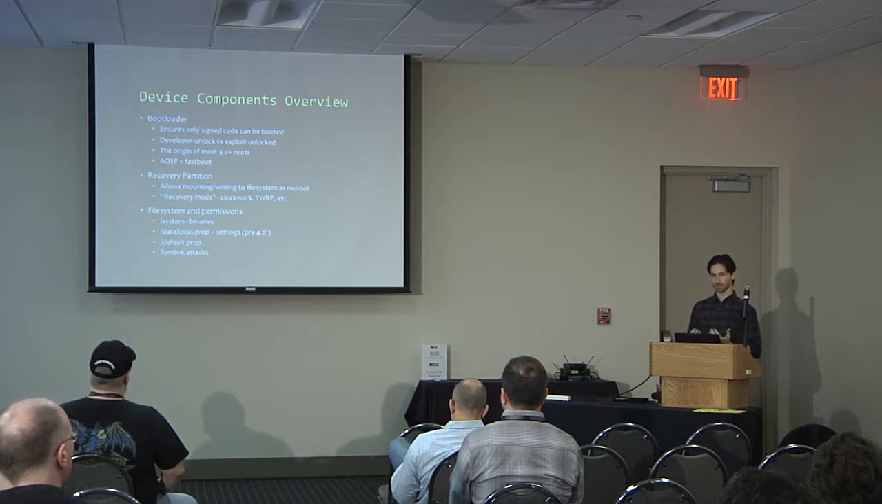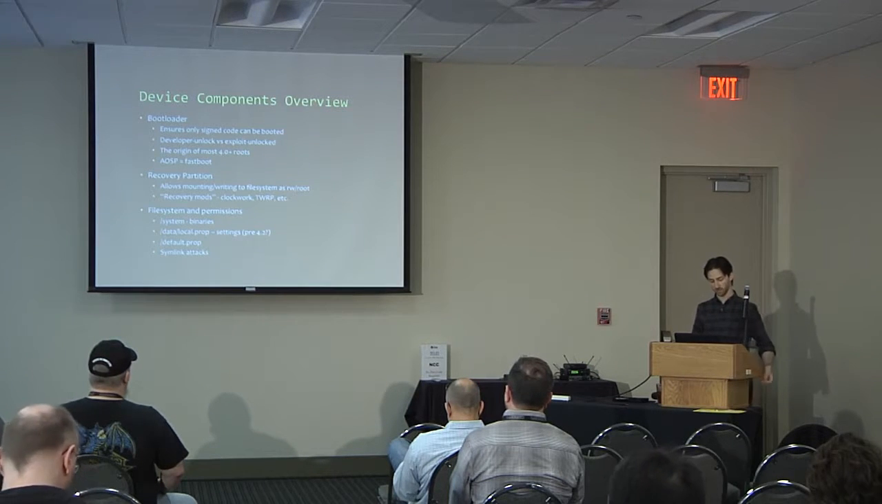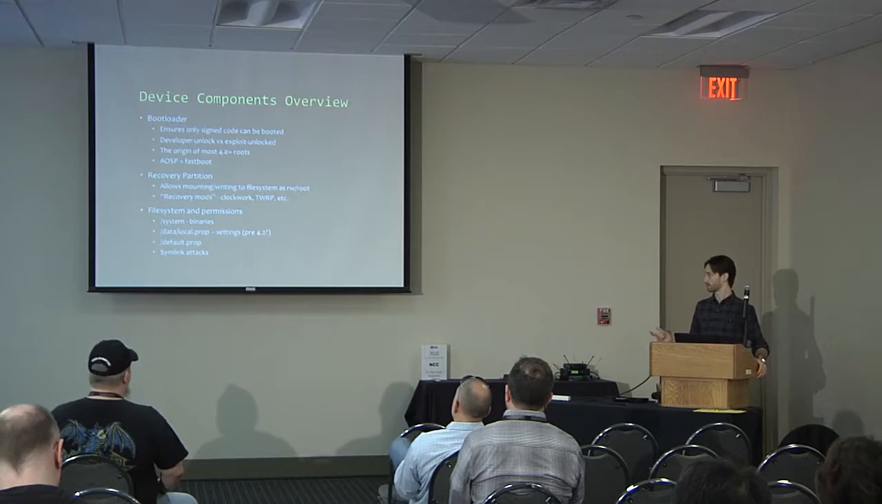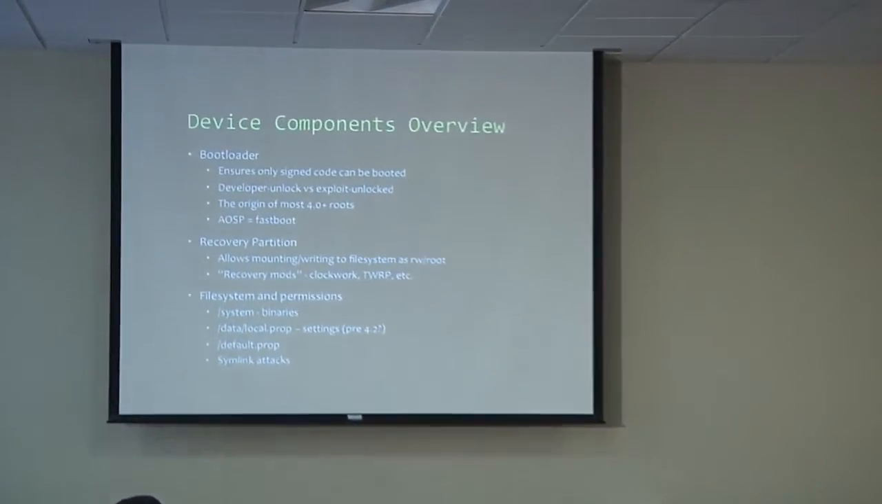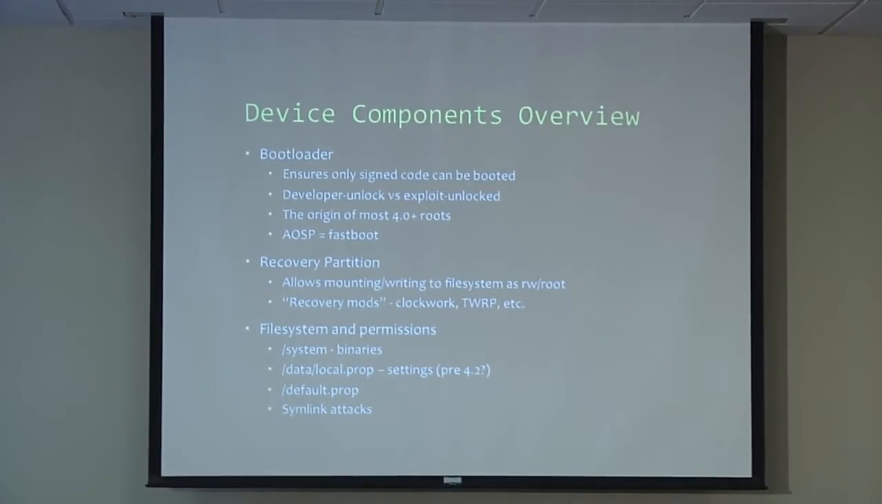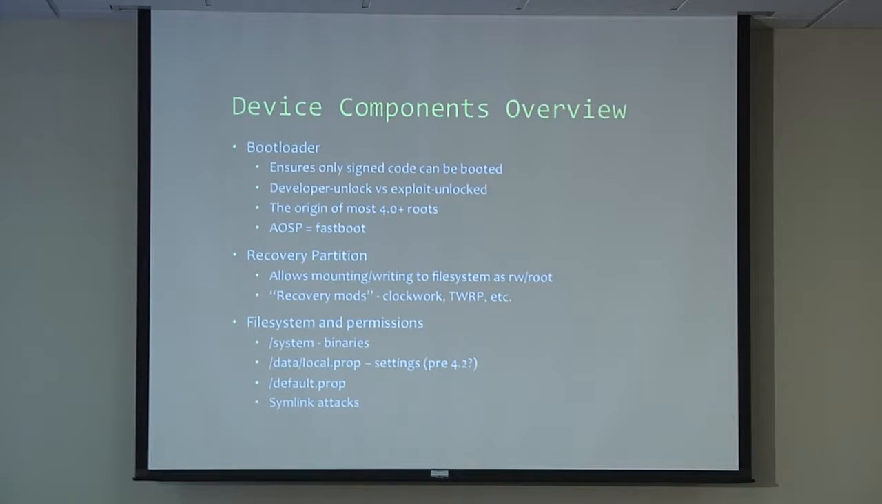There are 2 ways to unlock the bootloader to stop it from booting that signed code, which is what you want if you're installing a custom ROM or doing anything to modify the device. There's developer unlocking and exploit unlocking. Developer unlocking is a term and exploit unlocking is not, but I'll define them as we go. And that's where we've been seeing a lot of 4.0 roots come from. The Android Open Source Project bootloader is fastboot, so you may have seen fastboot. It's got a ton of capabilities, and usually what carriers will do is modify fastboot and strip out some of the capability to flash directly to the file system.